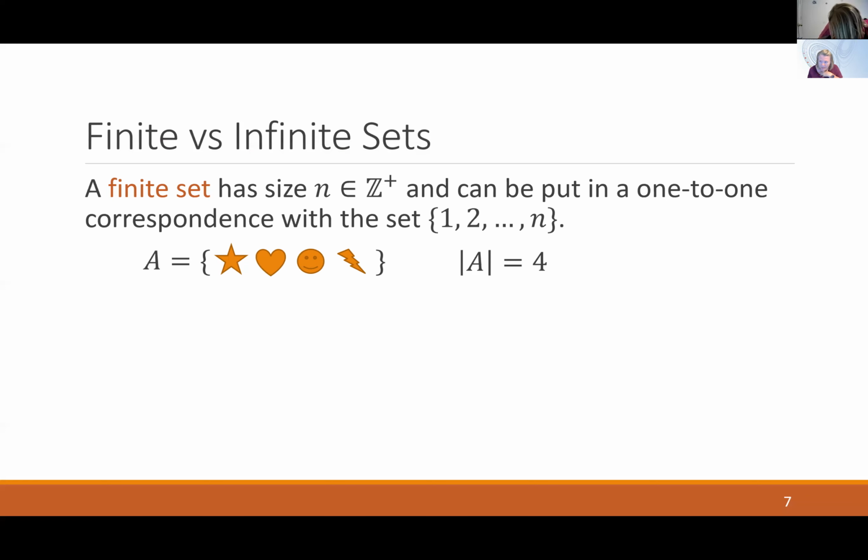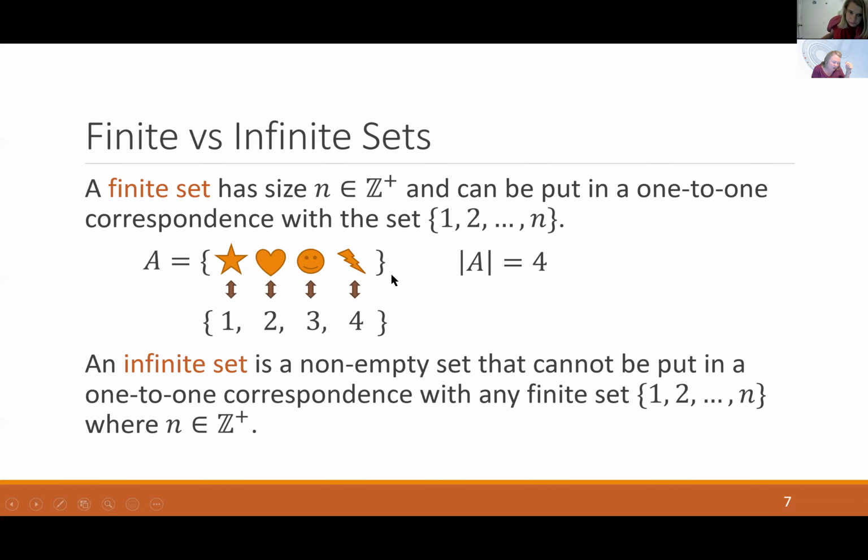So what it means that we put it into a one-to-one correspondence is we take each one of our shapes and we map it to those counting numbers starting with 1. So for example, we can take the star and map it to 1. We could say star is the first element of the set. The heart is the second element of the set. The smiley face is the third element of the set. The lightning bolt is the 4th element of the set. We have no more objects in our set, so we stop counting there. And so this 4 here becomes the size of our set.